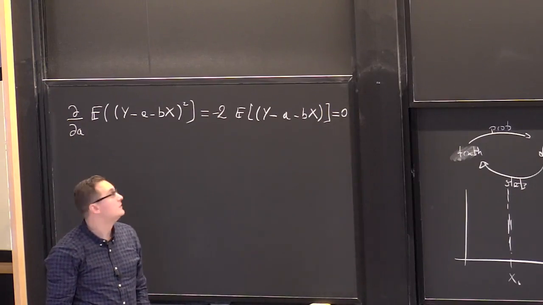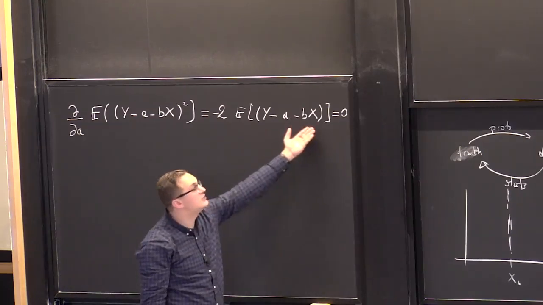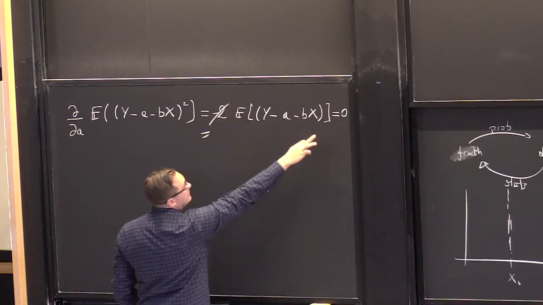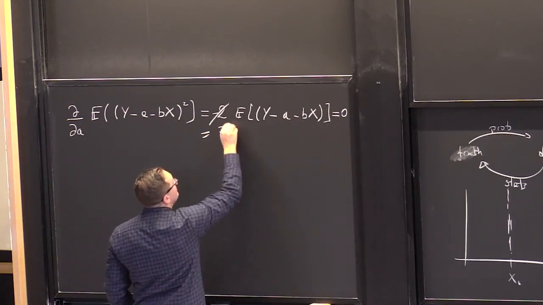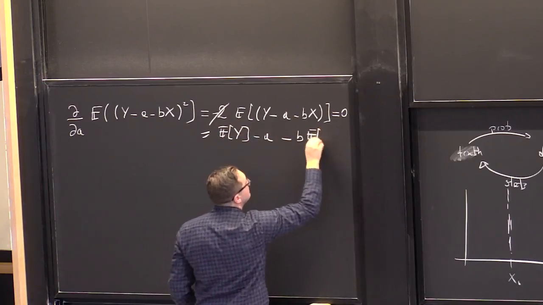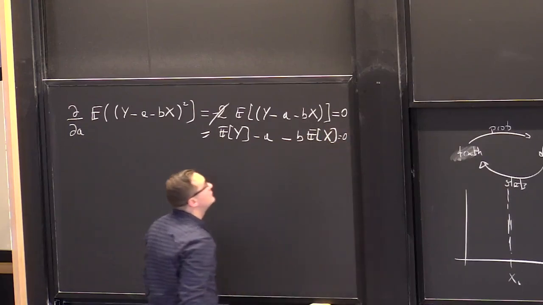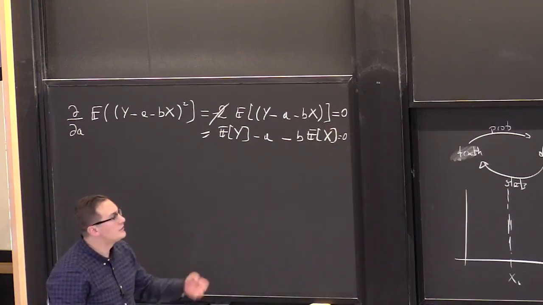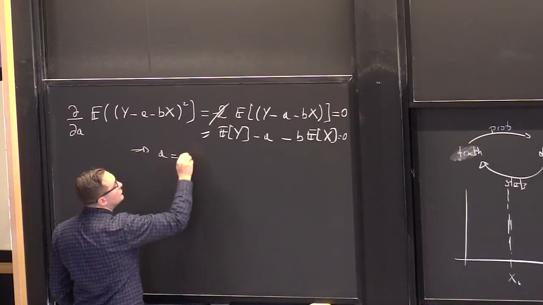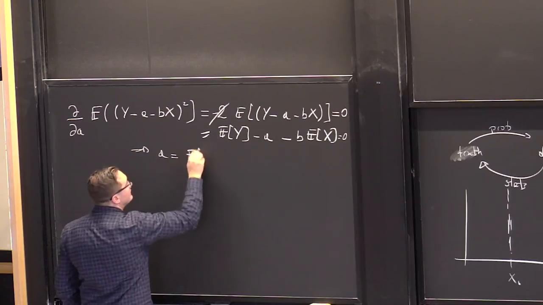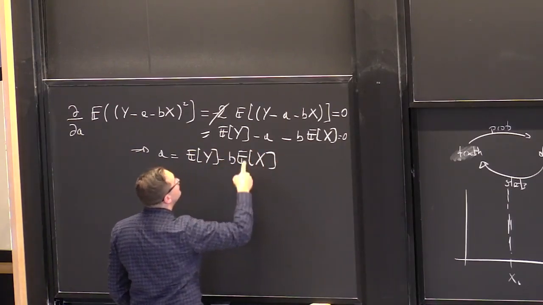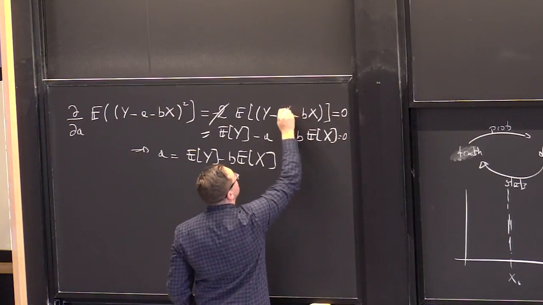Everybody agrees with this? Okay, so now I have something which is linear, so I can pull my expectation all the way through. So of course this guy goes away, that's equal to 0. So this gives me E[y] minus a minus b E[x] is equal to 0. Okay, and this is actually where I get my a in the second line. This is telling me that a is equal to E[y] minus b E[x]. And of course, I need to put some stars once I set it to 0.